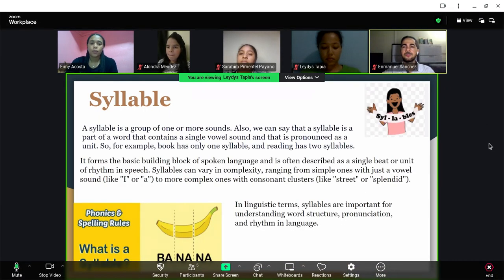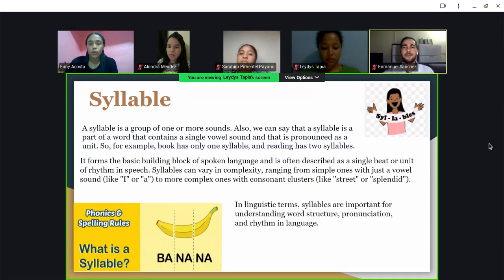Okay, what is a syllable? A syllable is a group of one or more sounds. Also, we can say that a syllable is a part of a word that contains a single sound and that is produced as a unit. So, for example, book has only one syllable, but reading has two syllables.